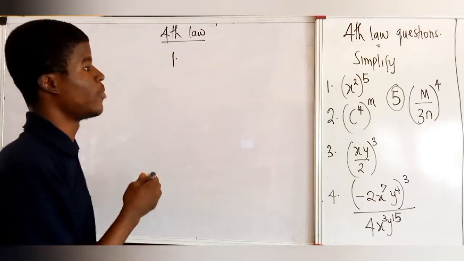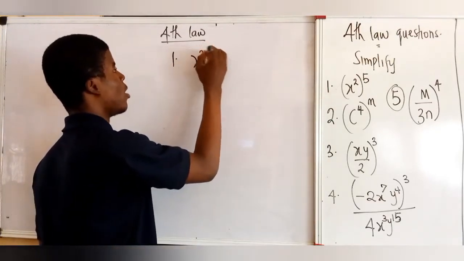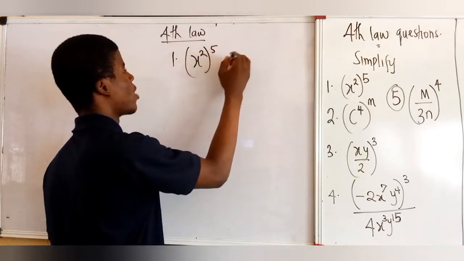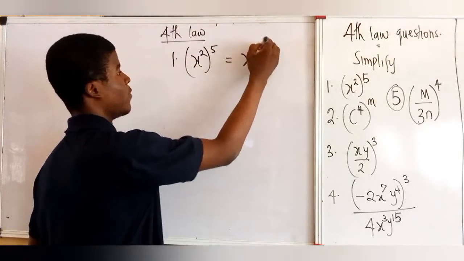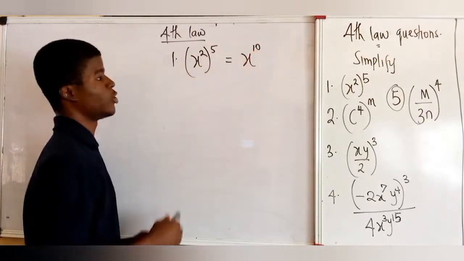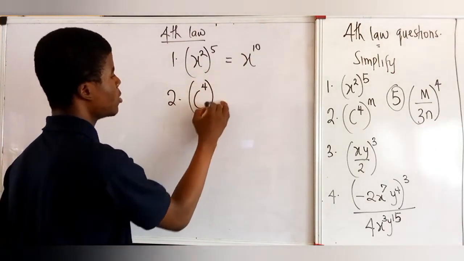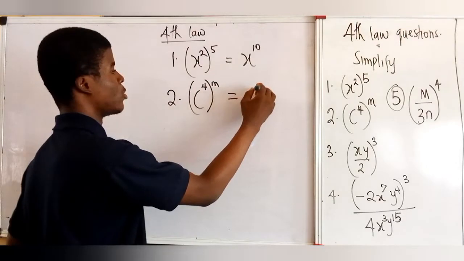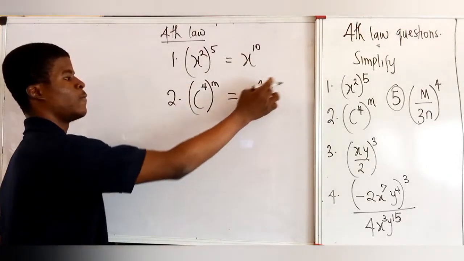Question 1. x squared raised to the power of 5. We have to simplify all of this. Like what I said just now, this is actually equal to x to the power of 10. You know it. 2 times 5 is 10. So I have this. Question 2. c raised to the power of 4, all raised to the power of n. And this is equal to c, 4 times n is 4n. So c raised to the power of 4n.